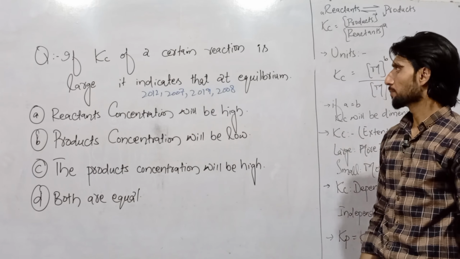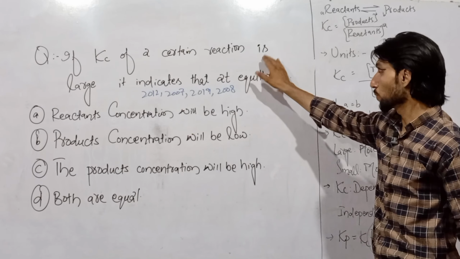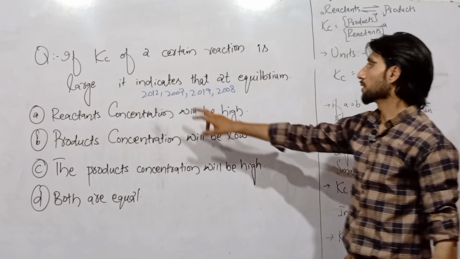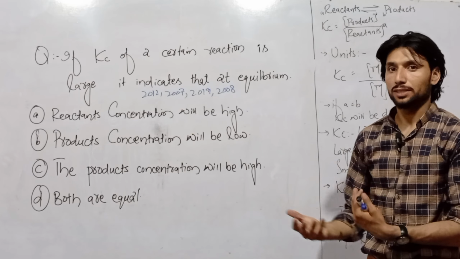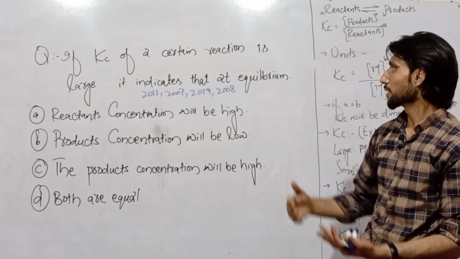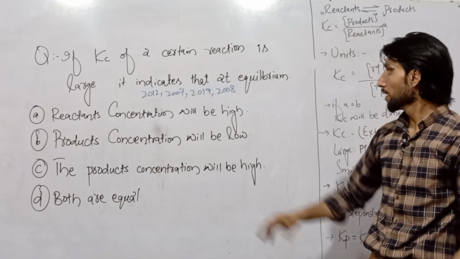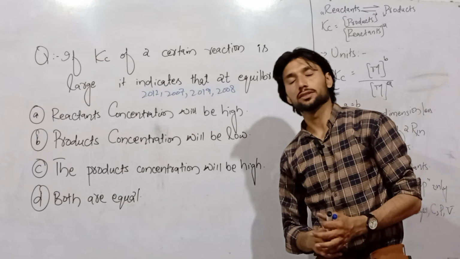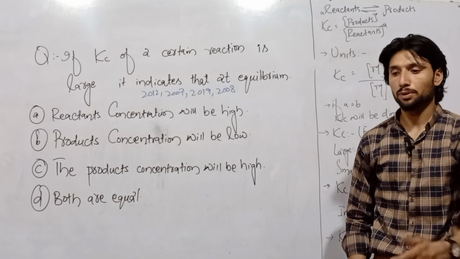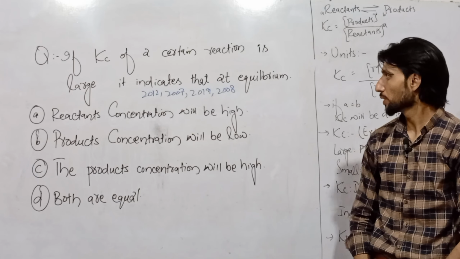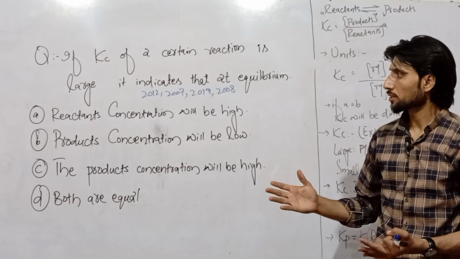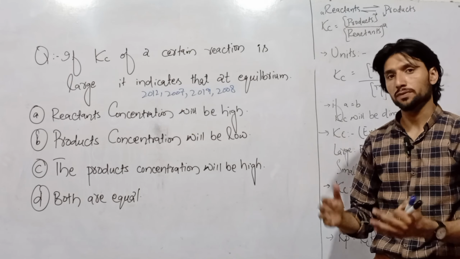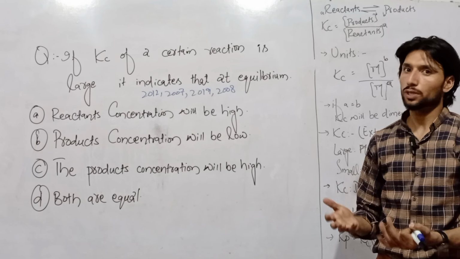It appeared with different wording in different papers. In 2007 it appeared with this wording, and in 2019 with another wording. If the Kc value is very low, what does this mean? And in 2019 again. In 2008 the example of ozone and oxygen was given. So the concept remains the same. If Kc is larger, it means more products. If Kc is small, it means more reactants are there.